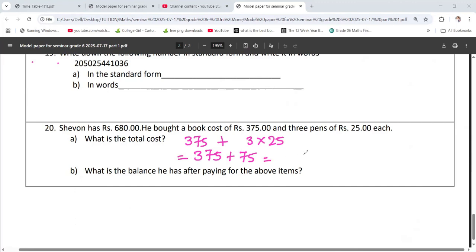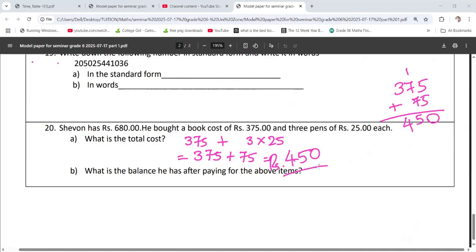So if you add all these, you get 450 rupees. In this kind of question, you are usually supposed to write the units. So I'll show you how to add this. 375 plus 75. 5 plus 5 is 10, so 0, and 1 carries here. 7 plus 7 is 14, then with the 1 that is 15, so 5, and 1 carries here, and this is going to be 4. This is 450 rupees.